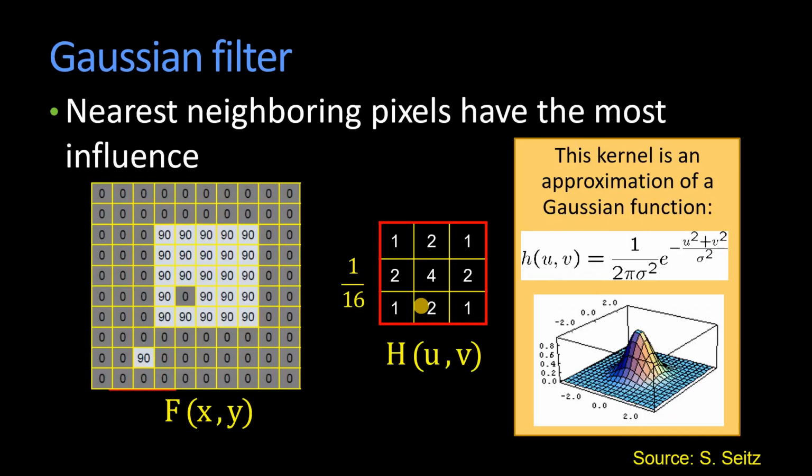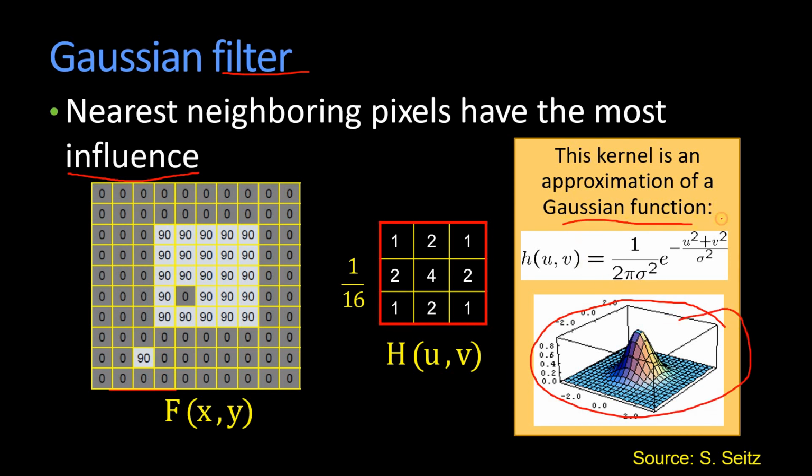It will change the pixels. So nearest neighboring pixels will have more influence in this case. So it will remove the noise more efficiently. So why do we call it Gaussian noise? Why do we call it, sorry, the Gaussian filter? Because the shape that it produces is the same as the Gaussian function in mathematics.